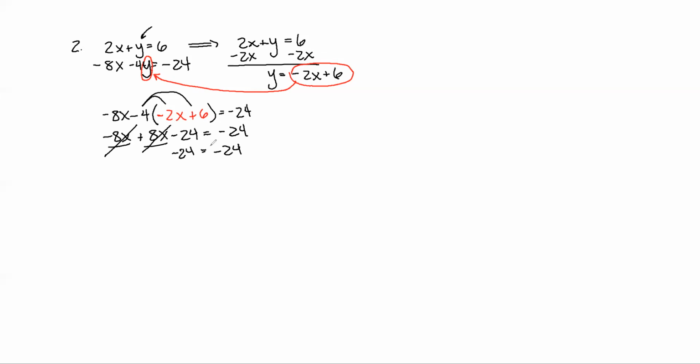Now, anytime this happens where you end up with a true statement at the end, this means that you have a dependent system of equations. Now, what this means is that we have the same line. So if we were to graph these, they would actually be the exact same line. They would lie right on top of each other. And so what this means is that we have infinitely many, or an infinite number of solutions. So infinitely many solutions.